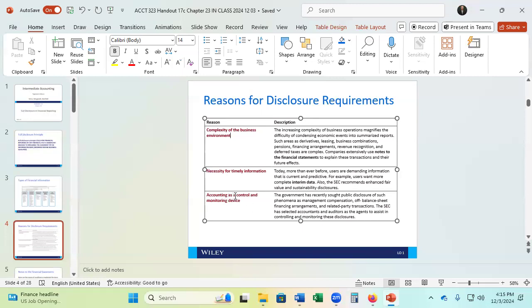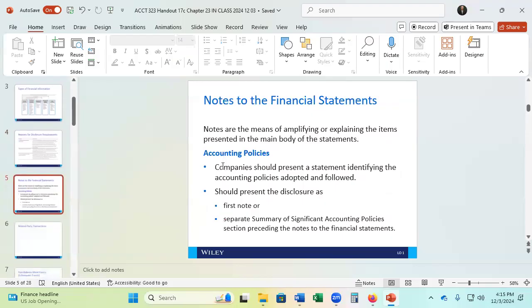Okay. Accounting as a control and monitoring device, obviously, right? This is for financial markets. It's very important that they're reliable, and it's also that investors have some confidence in them. Now, the government has recently sought public disclosure, such as management compensation, off-balance sheet financing arrangements, related party transactions. So they're going to auditors and accountants and asking where this information is. So these are some of the reasons out there for disclosure requirements. And it's kind of away from the financial statements.